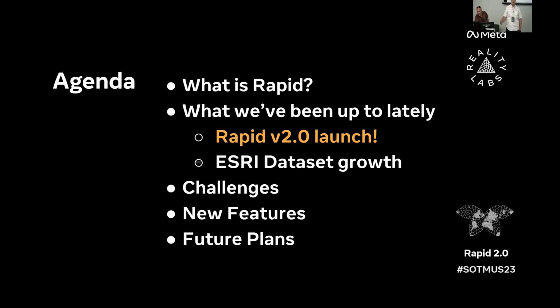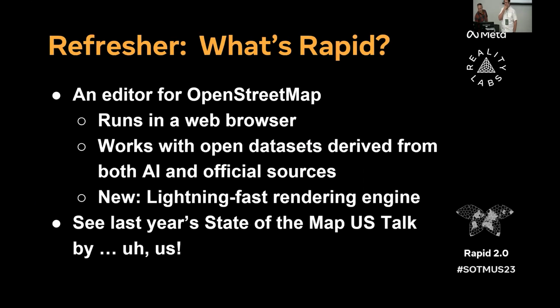It's an OpenStreetMap editor. It's based off iD. It's web-based. So what we've been up to lately is we had a launch of Rapid version 2 two months ago in April. We're going to talk a little bit about some data set growth that we have through our partners at Esri, where we have an API integration. And also we're going to talk about some challenges that we encountered building V2 and also some new features, future plans.